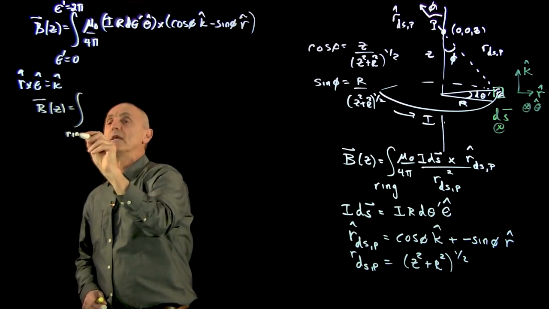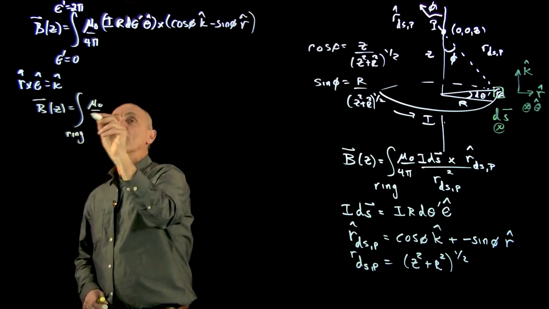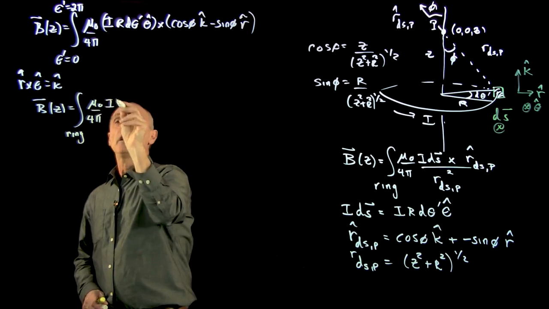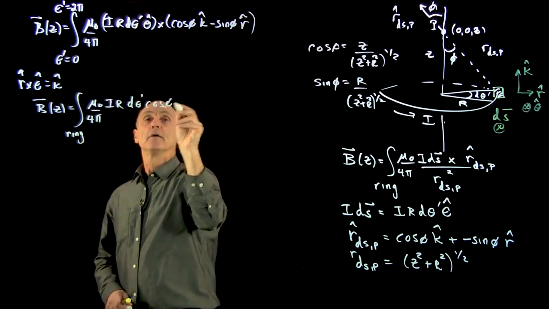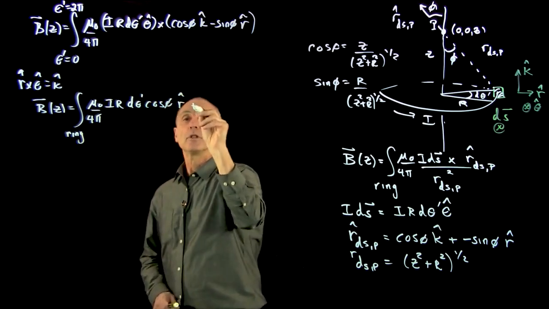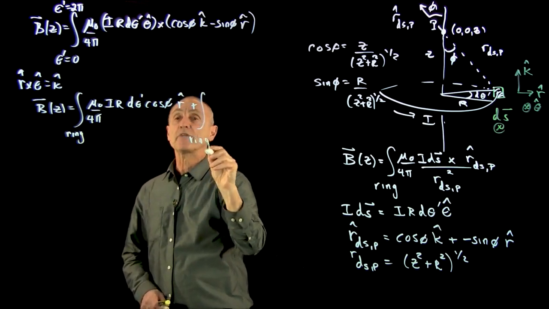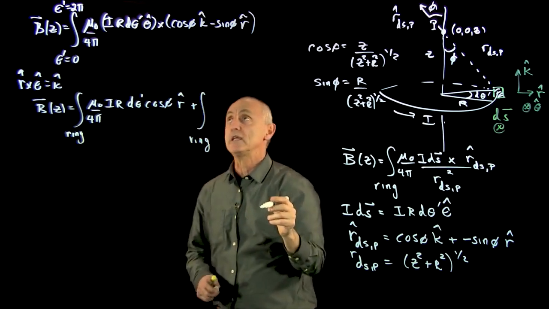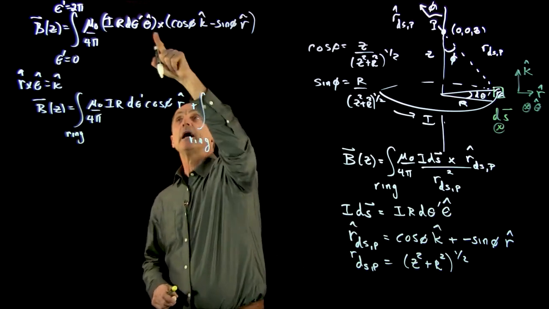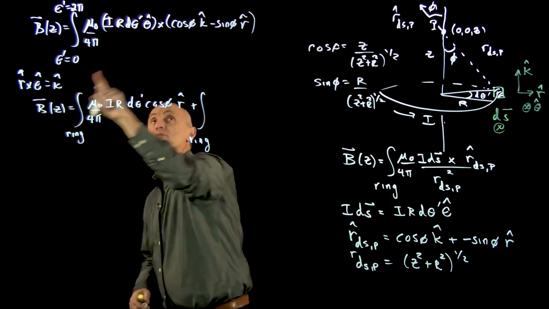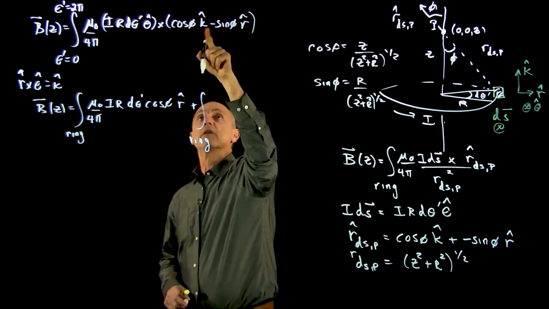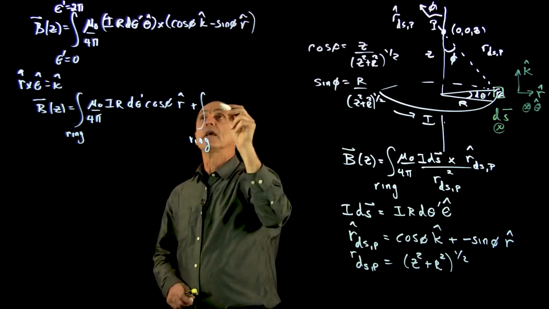I'll just write over the ring here for the moment. Mu naught over 4 pi I r d theta prime cosine phi r hat plus integral over the ring. This is what a vector integral is. You can integrate each component separately. It's theta hat cross minus r hat. That's the opposite way, so that's minus k hat. The two signs together give us plus k hat.